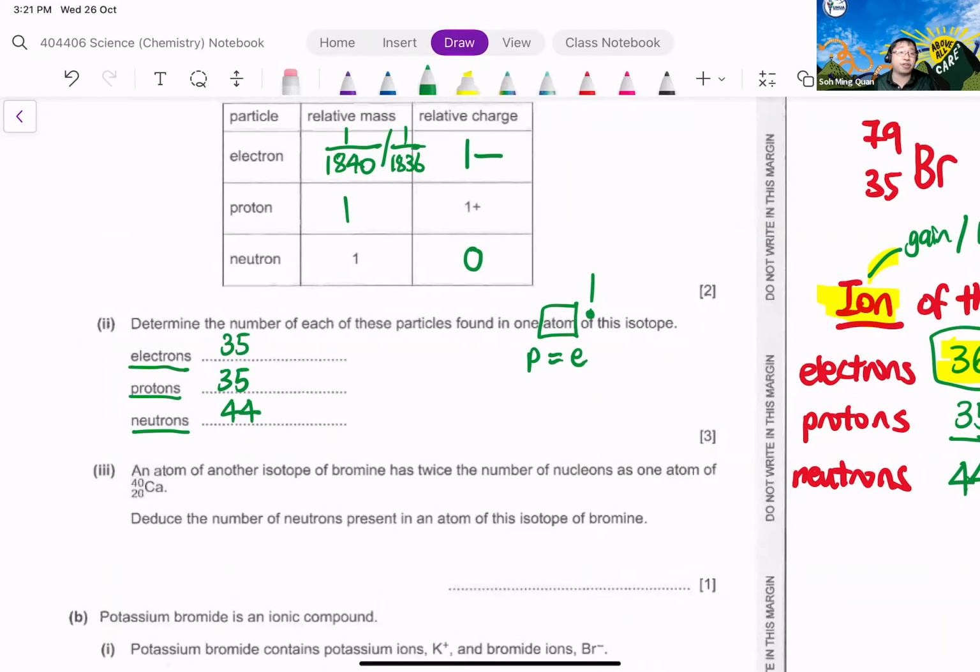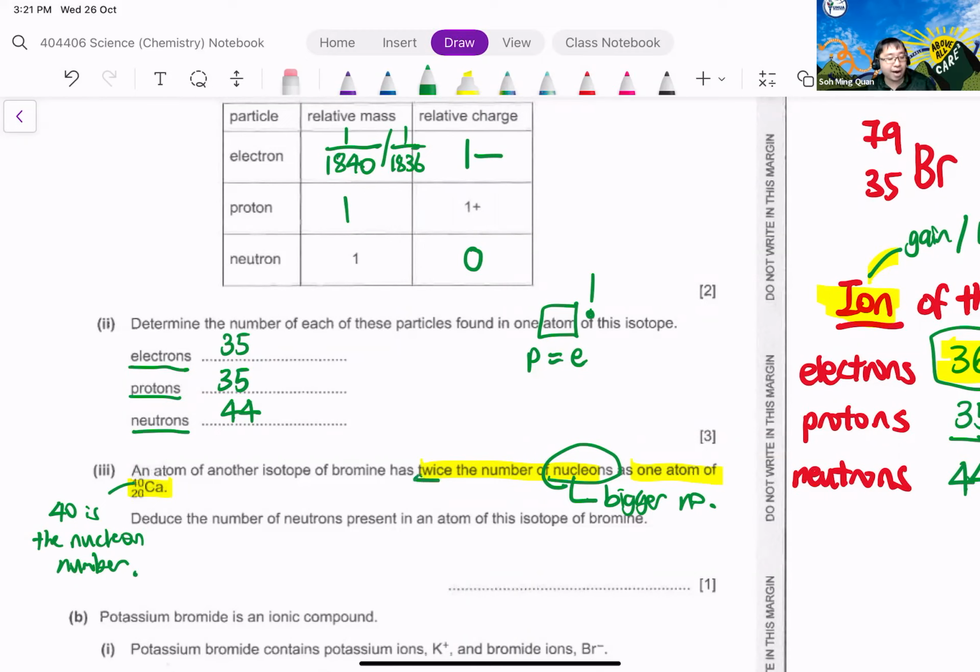Now part 3, an atom of another isotope of bromine has twice the number of nucleons as one atom of calcium. Many students didn't know what nucleons were. A nucleon number is just the bigger number. The bigger number is called the nucleon number. All right? So like in the case of calcium, 40 is the nucleon number. The nucleon number is also known as the mass number. So 40 is the nucleon number of calcium.